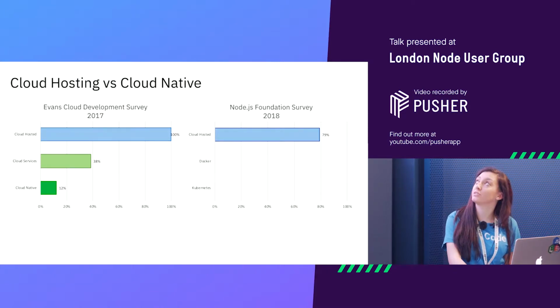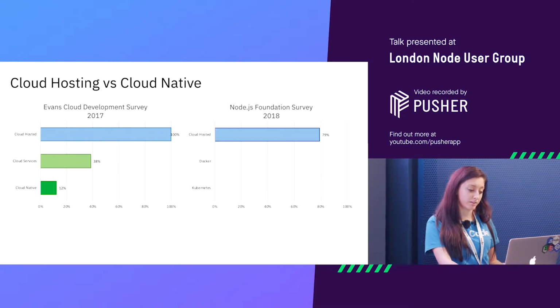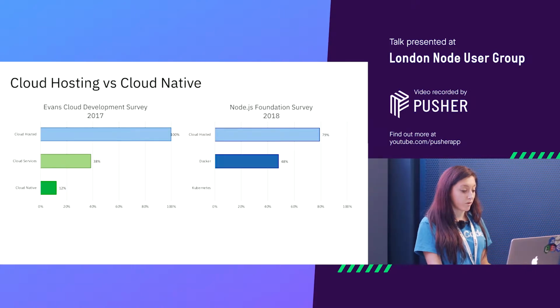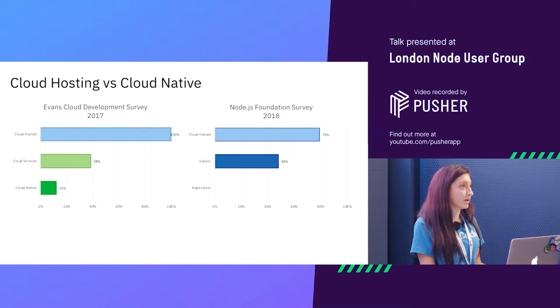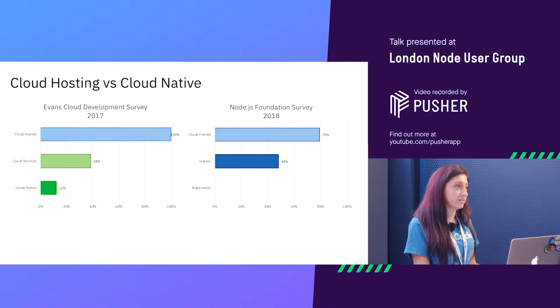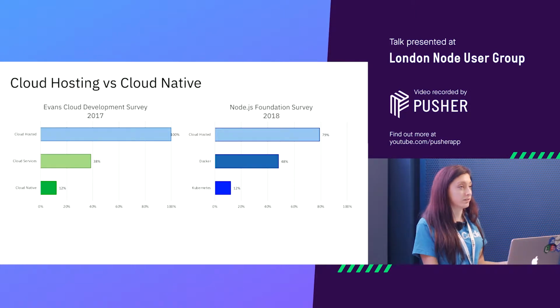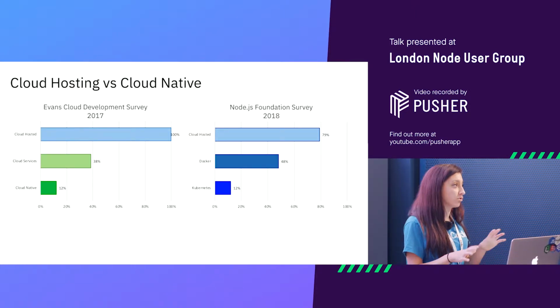Native apps are leveraging all of those cloud functions and things like that. The Node.js Foundation also did a survey, and again, similar kind of feedback. 79% say cloud hosted, 48% say Docker, so that's quite good. A lot of people are saying Docker's the way to go, the way to deploy your apps. But only 12% are using Kubernetes, so only 12% are actually managing those Docker containers, scaling them up and down when they need to.